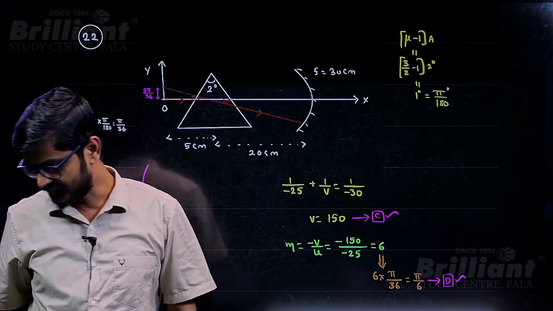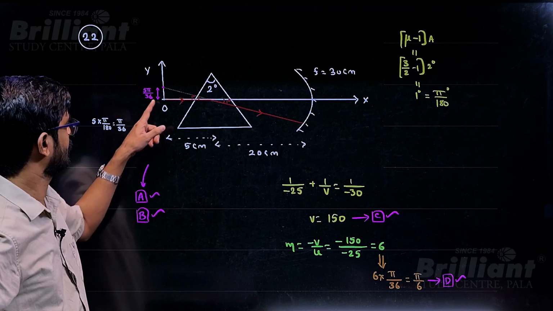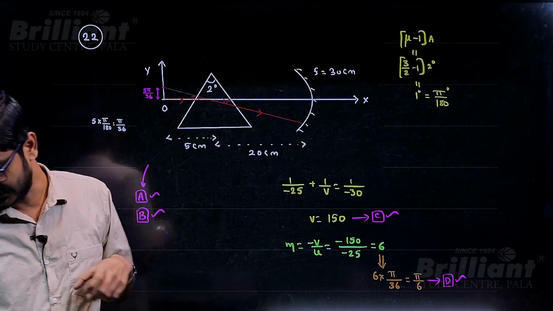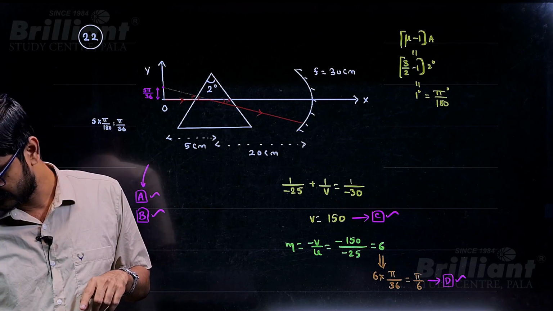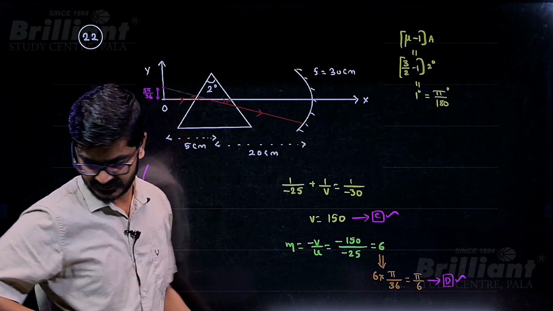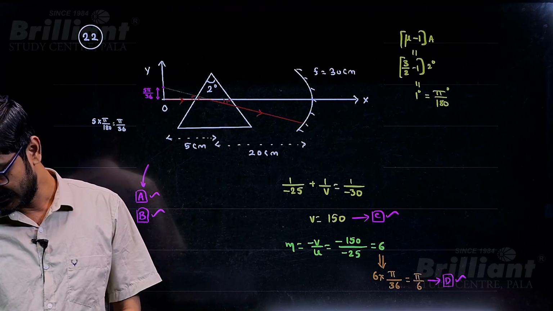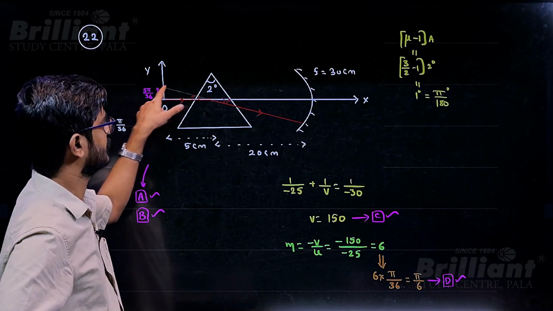So from there you will be getting options A and B correct. The coordinates of the image formed due to first refraction is 0, pi by 36. This is pi by 36. First option is correct. O behaves as an object at a distance 25 centimeter on the left of the mirror. So this is 20 plus 5, 25. Yes, option B is also correct. The x coordinate of the image formed by the concave mirror. Okay, so now this will act as the object for this mirror.